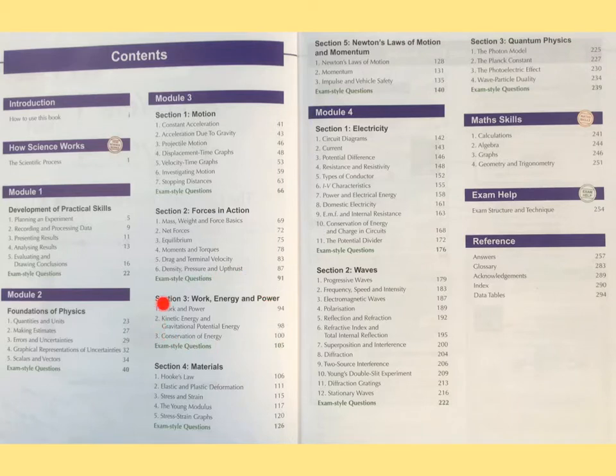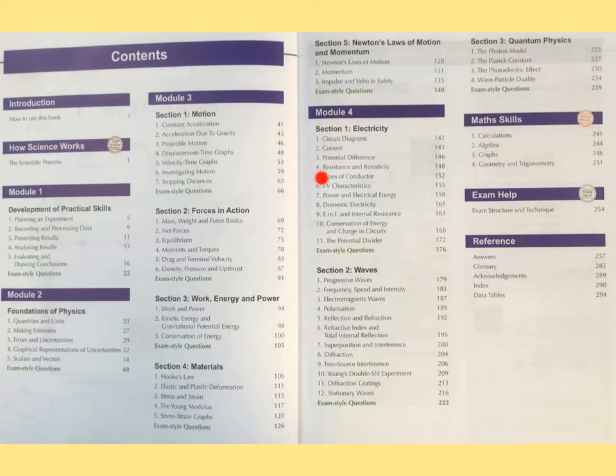Likewise, within the work energy power, again, there's some new elements in there. We have to be a bit more careful how we use some of the terminology at A level, and what they get you to do in terms of the questions is a bit more challenging, but the basic physics of work and power and kinetic and potential energy is still exactly the same. There's some new stuff in there, so some new stuff in the materials.